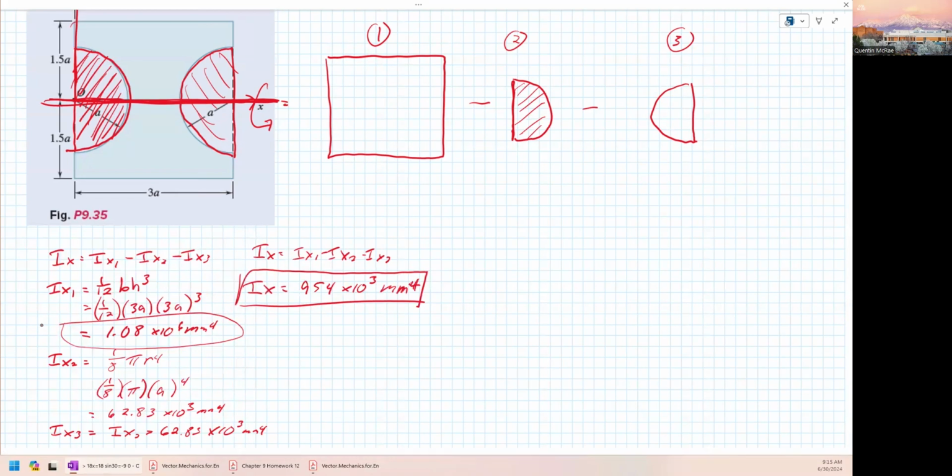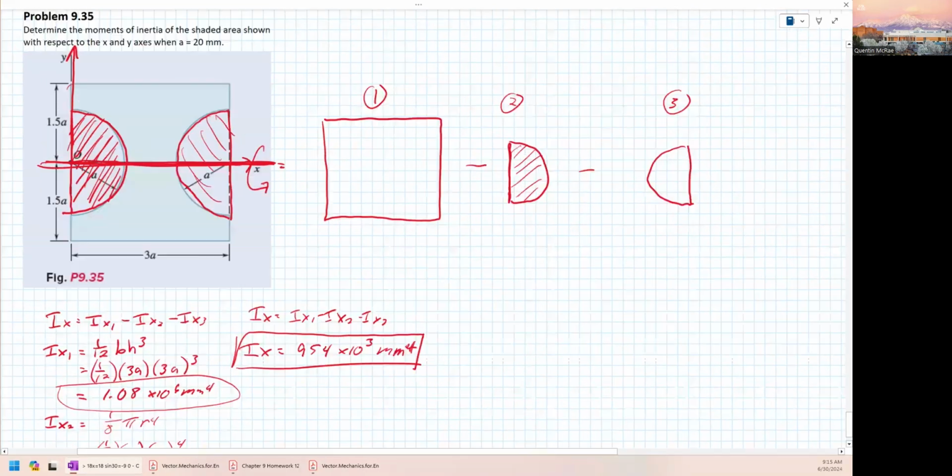So we have gotten as far as calculating IX of the whole system. And it turns out also, if you actually look at the solutions manual, when they do it through this axis, from here to here, it is the same, because again, this remains unchanged. Now calculating IY is where things can change. So let's get into that.